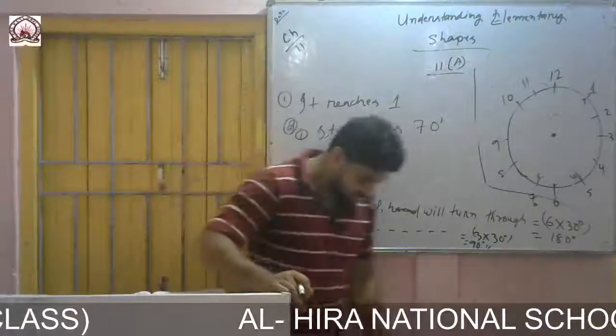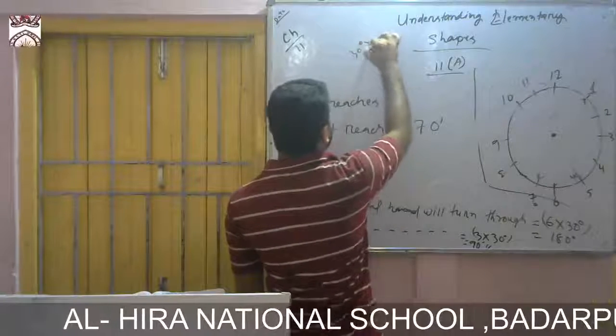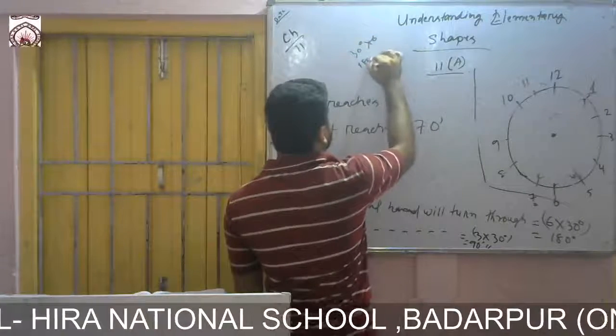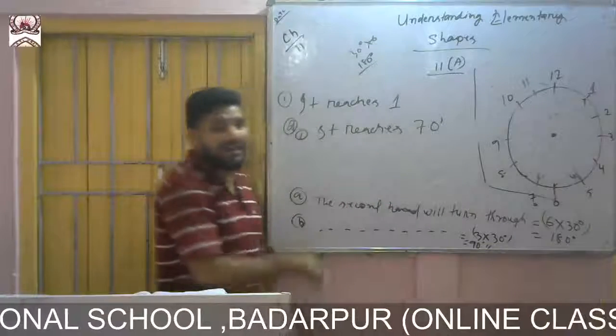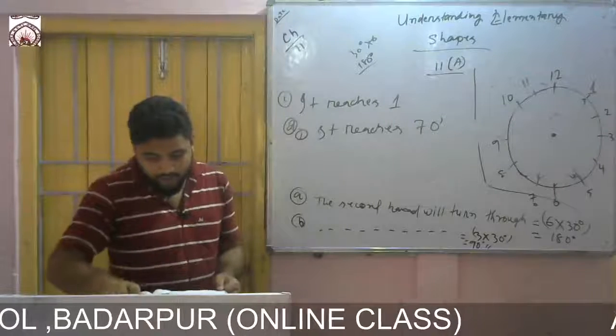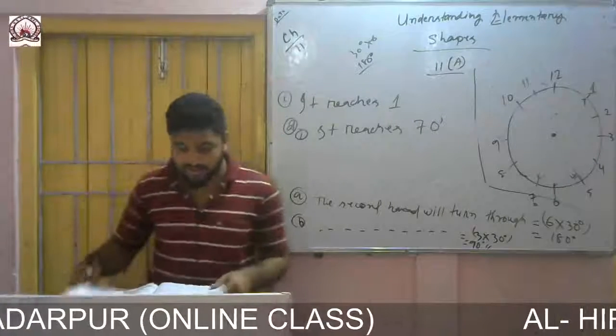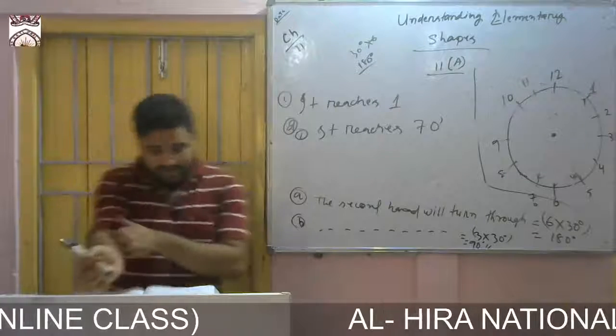180 degrees. So 30 degrees into 6 is 180 degrees. We know that it will go 6 markings. Or you can write like this.